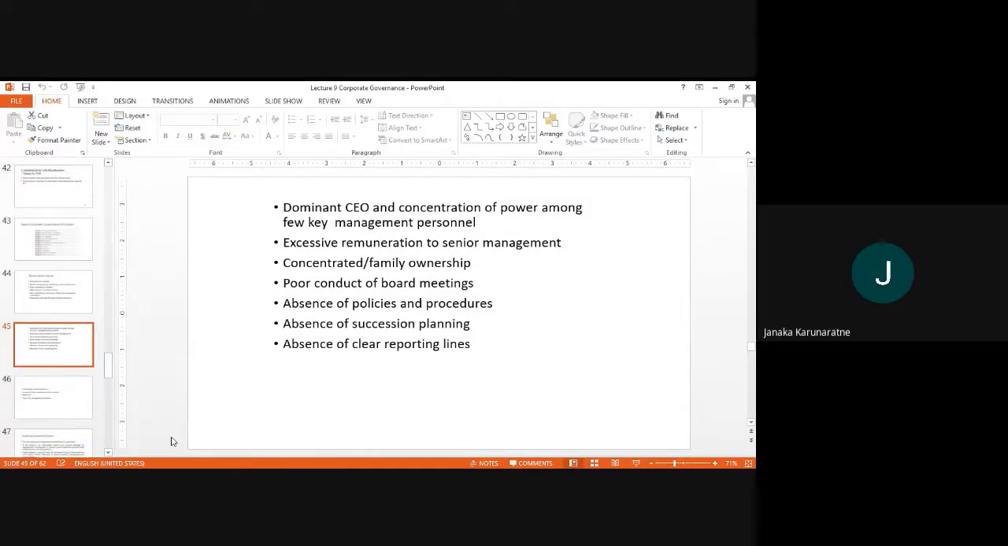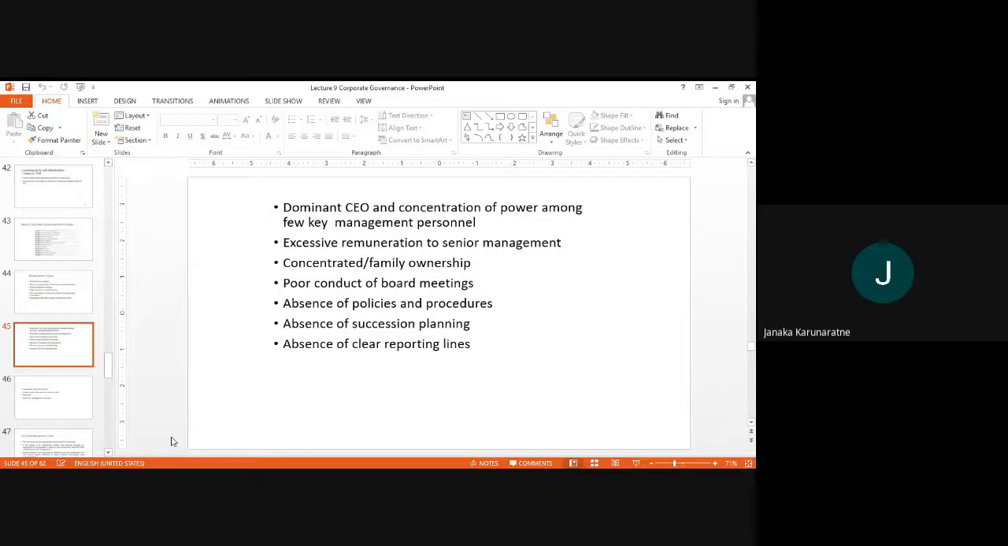Dominant CEO and concentration of power among few key management. Sometimes in organizations you see certain CEOs are very dominant, and such CEOs have concentrated power among a few key management persons. So they are the team who take all decisions, no consultations, not listening to other people's views. This may lead to excessive risk taken by the entity, or wrong decisions, maybe fraudulent decisions. This has been a root cause in many failures around the world. Even in previous cases, certain CEOs have been dominant. You can't discuss with them. They don't listen to you.